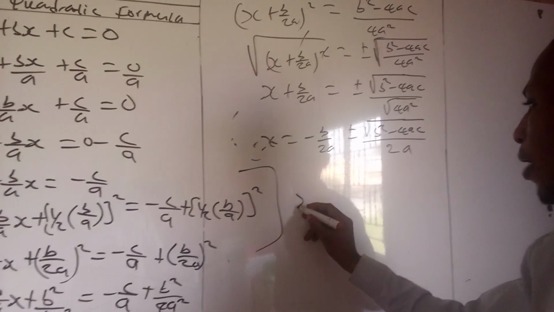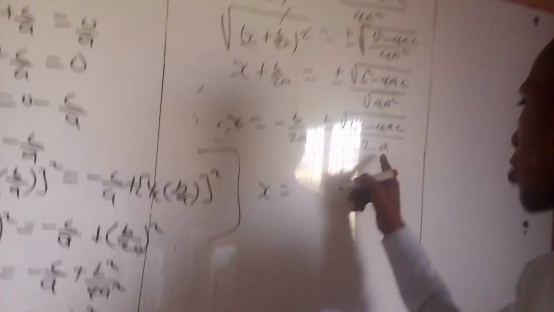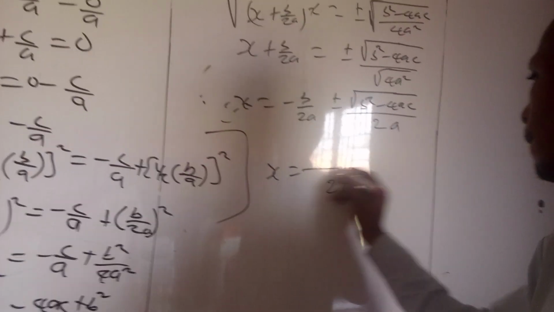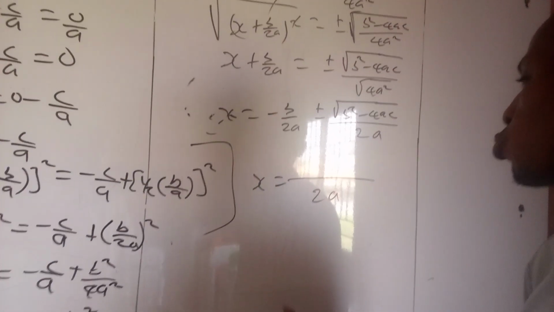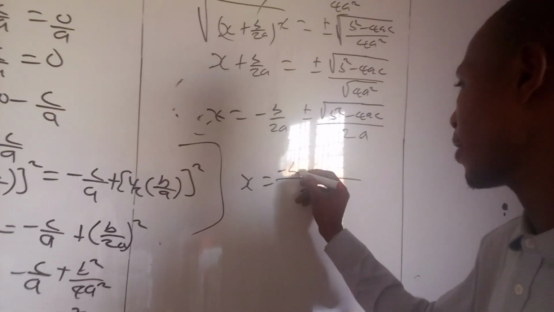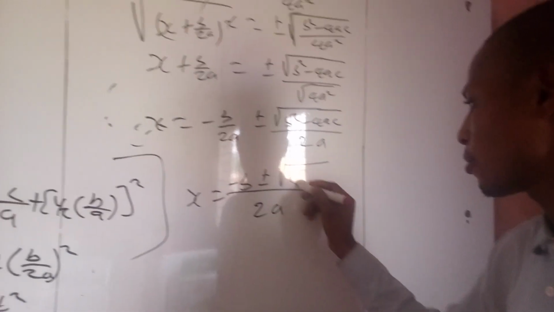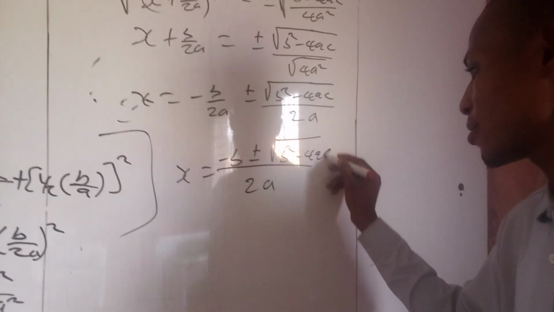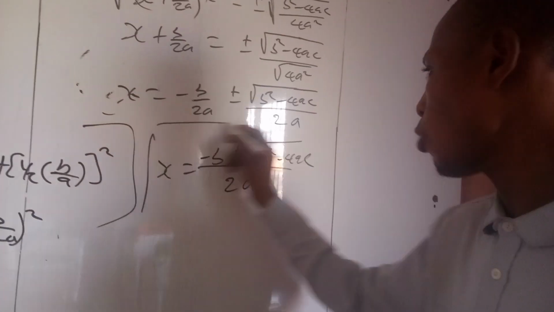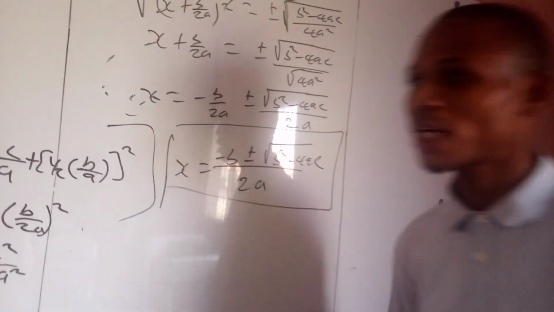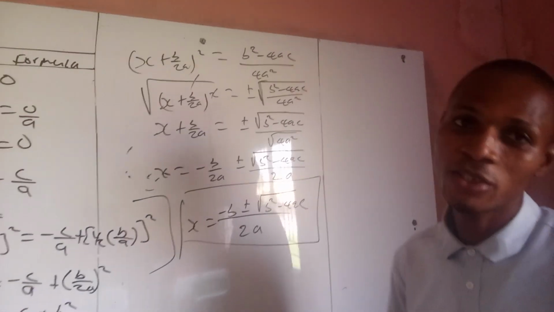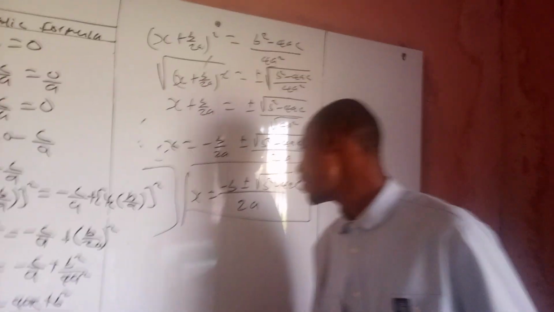So the next thing is x equals minus b plus or minus the square root of b squared minus 4ac, all over 2a. So this formula is what we call the quadratic formula, and sometimes it is called the Almighty formula because it can be used to solve any quadratic equation.